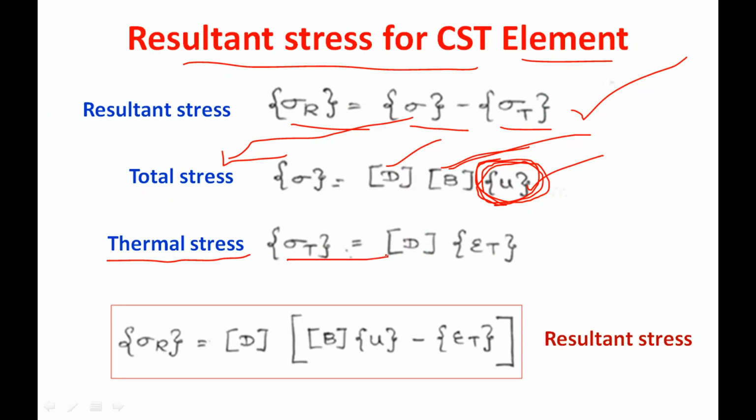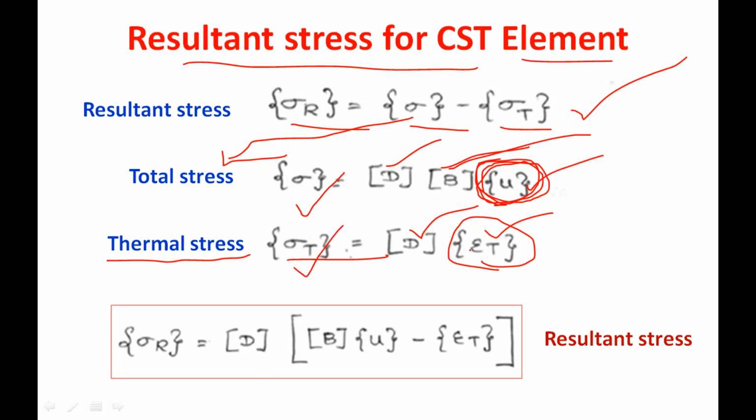From the total stress we are subtracting the thermal stress, which is called the initial stress. How to evaluate the thermal stress sigma T? It is just the product of D matrix and the epsilon T, because epsilon T, we know, depends upon the plane stress, plane strain condition and axisymmetry condition. We will have different epsilon T values and D matrix. So based on that we can evaluate the sigma T value. Once you know the total stress and the thermal stress, we can find this resultant stress.